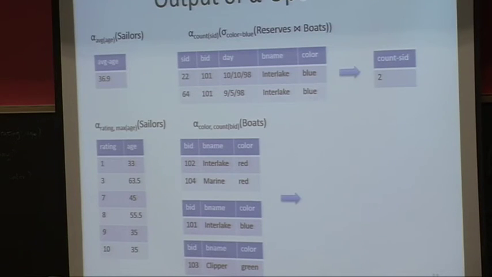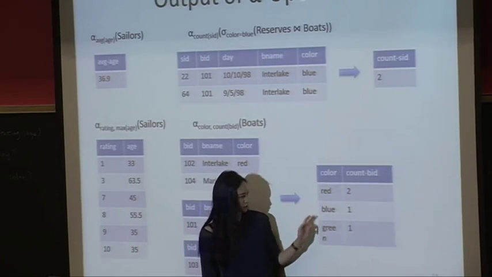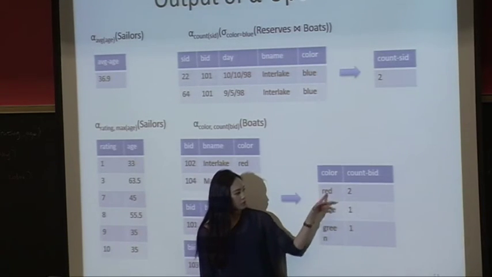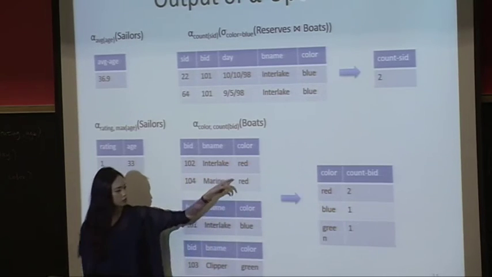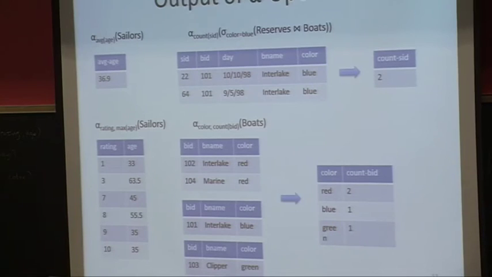2 columns, the first column will be the color, and the second will be the count of the ID. And how many rows will we have? 3. Yeah, so this is how it should look like. We get 3 unique colors, red, blue, and green. Red we have 2 votes, blue we only have 1, green we also just have 1. That's how the result should be.